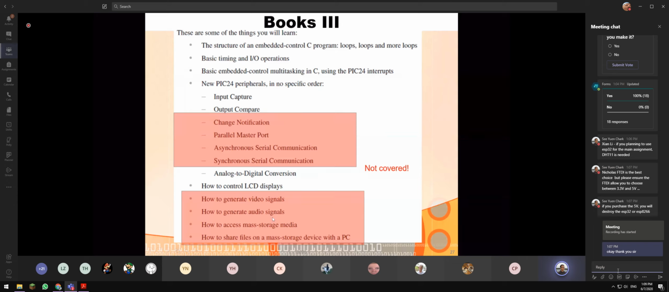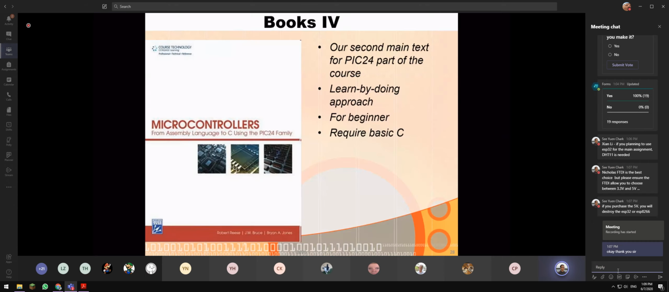You can link a hard disk to the PIC24 microcontroller, as well as an SD card, micro SD or normal SD card. So all these things we don't have time to cover. So if you are interested, you can always come to me to discuss further.